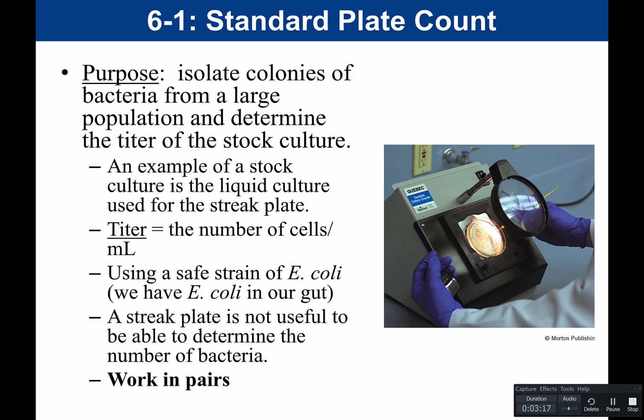O157H7. That strain of E. coli has a toxin that it produces that makes you sick. It produces what's called a Shiga toxin. And that toxin is what gives you violent diarrhea and upset stomach. But standard E. coli we have in our gut doesn't really cause any problems. And so in this experiment, we would be using a safe strain of E. coli, one that would not be pathogenic.